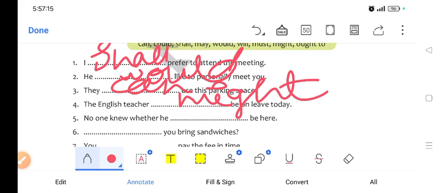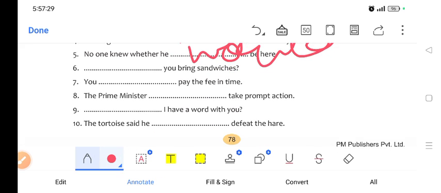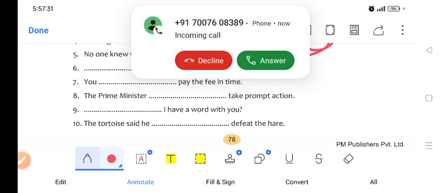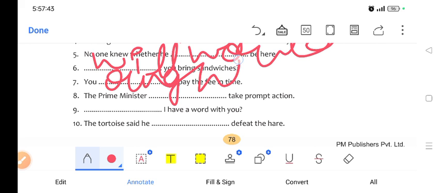No one knew whether he, the fifth one. So what do we use here? No one knew that he would be here. So would is the correct option. Then sixth one, you bring sandwiches. So sixth one, will. Will you bring sandwiches? Next, seventh is, so what do we feel in the 7? You ought to pay. Okay, so you ought to pay, it's an obligation. You ought to pay the fee in time.